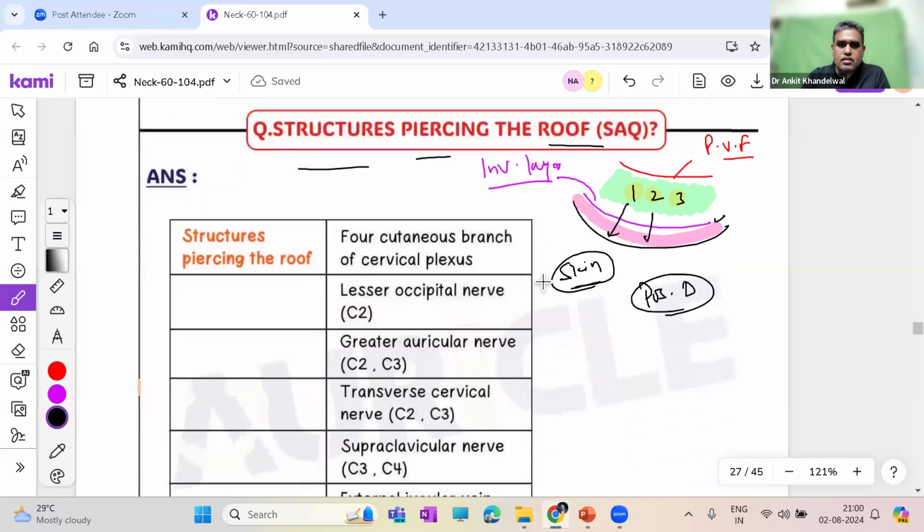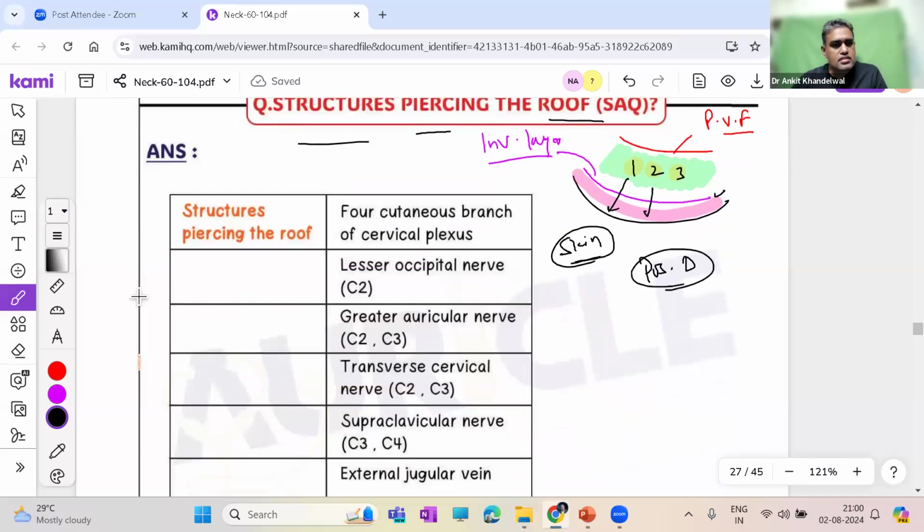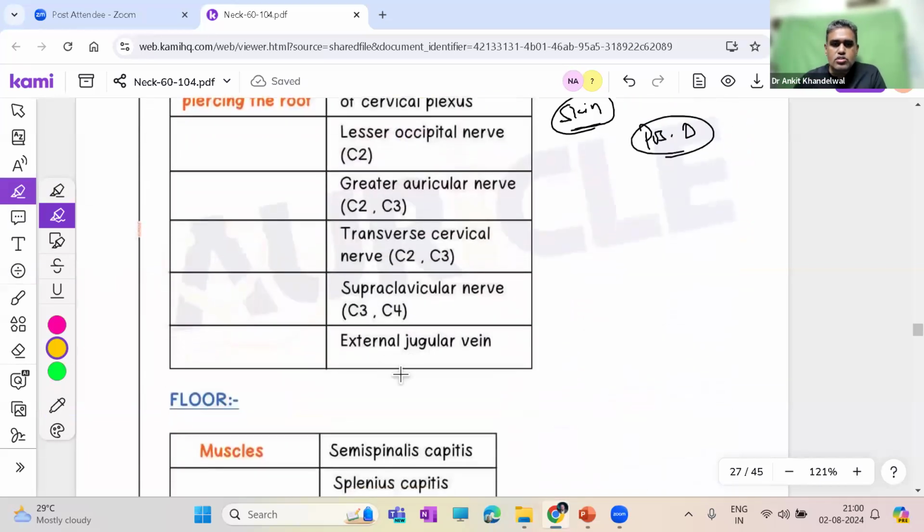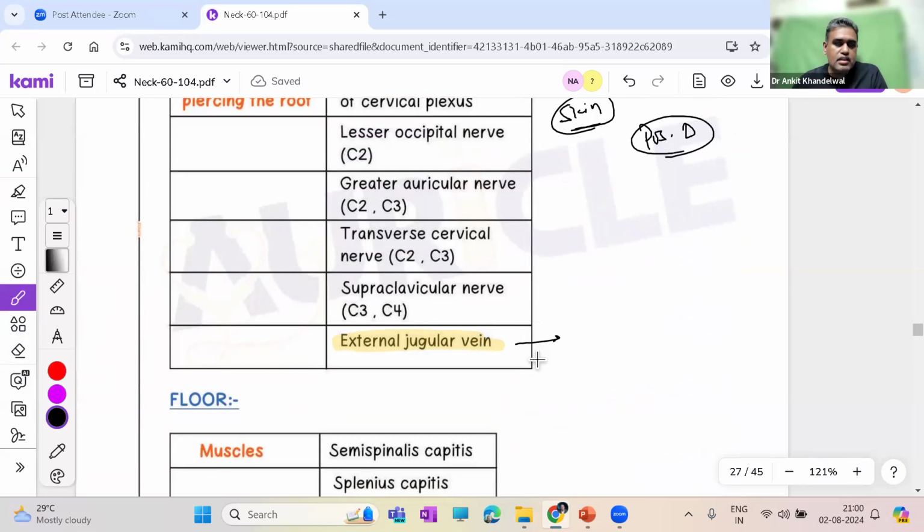Now let us see what those structures are. Four cutaneous branches. See again, simple as that. Cutaneous branches, we have discussed that already. Cutaneous branches of cervical plexus. These are the 4. And there's also this superficial vein. We also have the external jugular vein, which is not like the internal jugular vein.